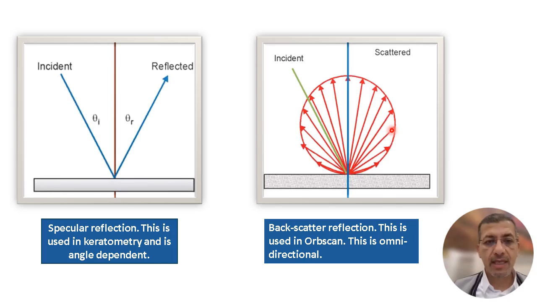A total of 40 scanning slits will complete the whole cornea from limbus to limbus, and the central area will be overlapping so that there is more information on the central area of the cornea. So this is the mechanism of the Orbiscan 2.